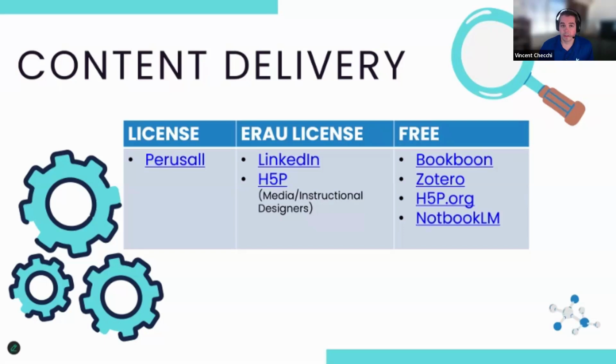So one of our first categories we talked about before is content delivery. Something that we currently have licensed for courses right now is a license for Perusall. You have Embry-Riddle licensing, which is available to you now through LinkedIn. Some of you may already have access to H5P. Some of you may not. But what's really cool is that there are quite a few free tools that you can use, like Bookboon and H5P.org.